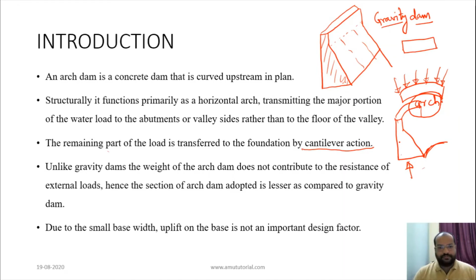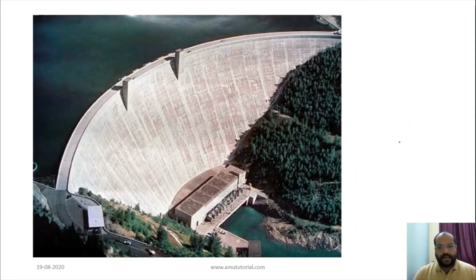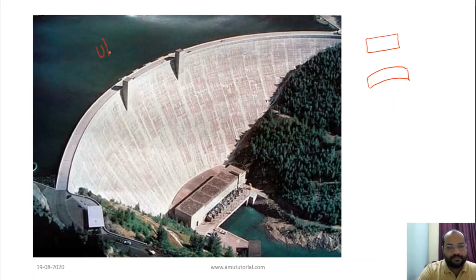Now I will show you some typical examples. A practical, a live photo. This is an arch dam. You can very well see in plan it is curved, whereas in the case of a gravity dam it's like this. This is an arch dam and the plan is curved. So this is the upstream and this is the downstream.